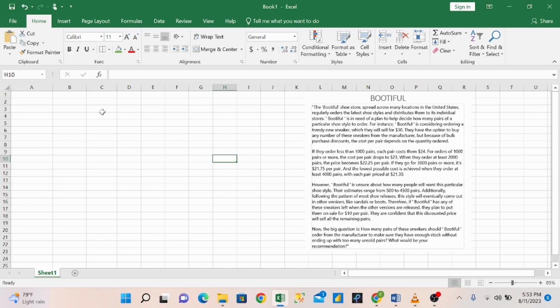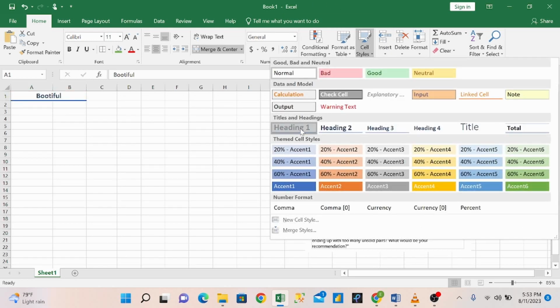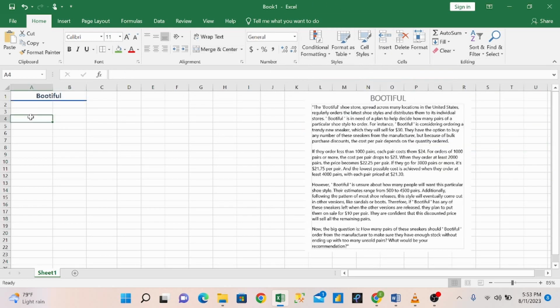Okay, before I get started, let me name my spreadsheet here. Bootiful. That's going to be the title. I'm going to wrap it in a very nice heading. Now that I'm done giving my spreadsheet a heading, I'm going to go ahead and read the questions, take out the given information, then put it into my Excel spreadsheet.